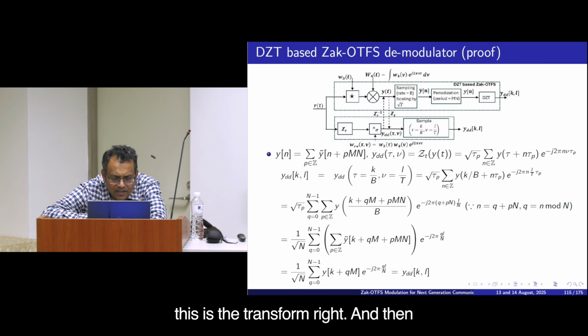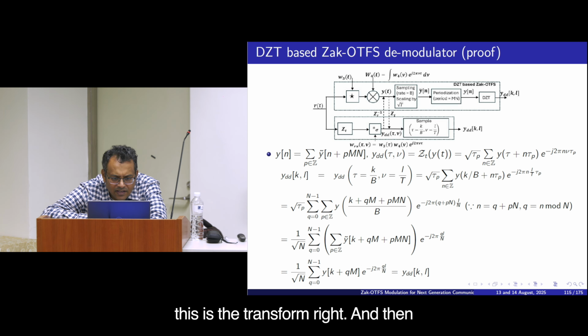Y of, think of k plus qm as some time instance. So that is equal to this, and so this y can be obtained from y tilde only through periodization. There is nothing else, right? I mean, this is coming into your equation automatically. I don't have to do anything, right?